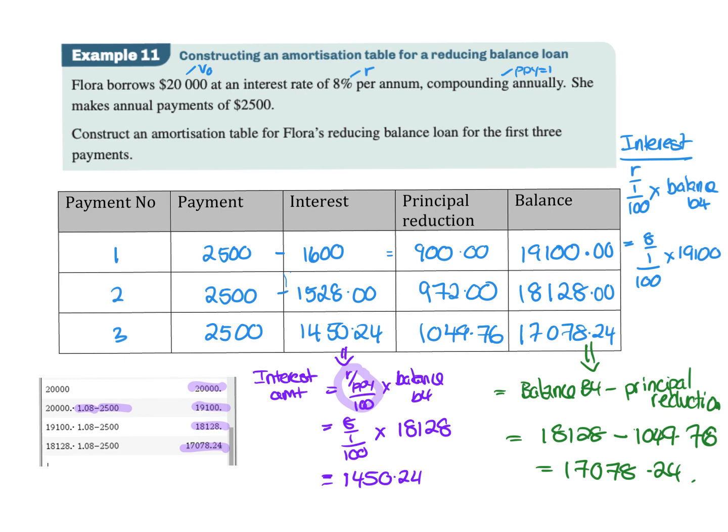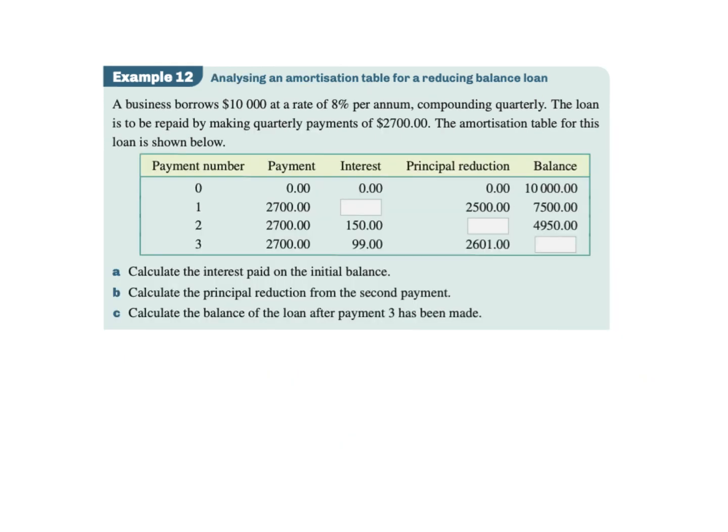We might be 10 years into a 20-year loan of monthly payments. So we do need to know how we get them because we'll just be random. All right, let's go to this next one.